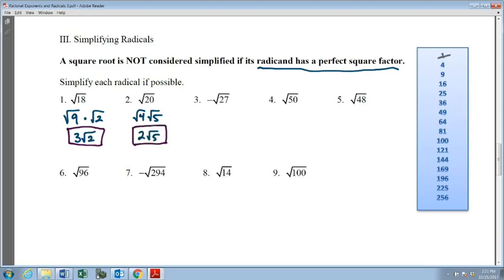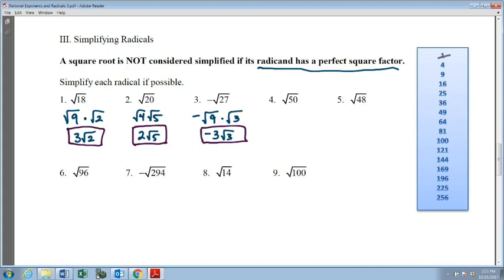All right, then we look at the next problem. Now, first of all, that negative out front just tells me I'm going to have an answer that's negative. Let's first take care of the radical, and whatever we get, we know it's going to be negative. So we do have a negative, and then notice that 9 is a factor of 27, and so this is not a simplified radical. We'll write it as the square root of 9 times the square root of 3, and of course the square root of 9 is 3. So our final answer is negative 3 square root of 3.